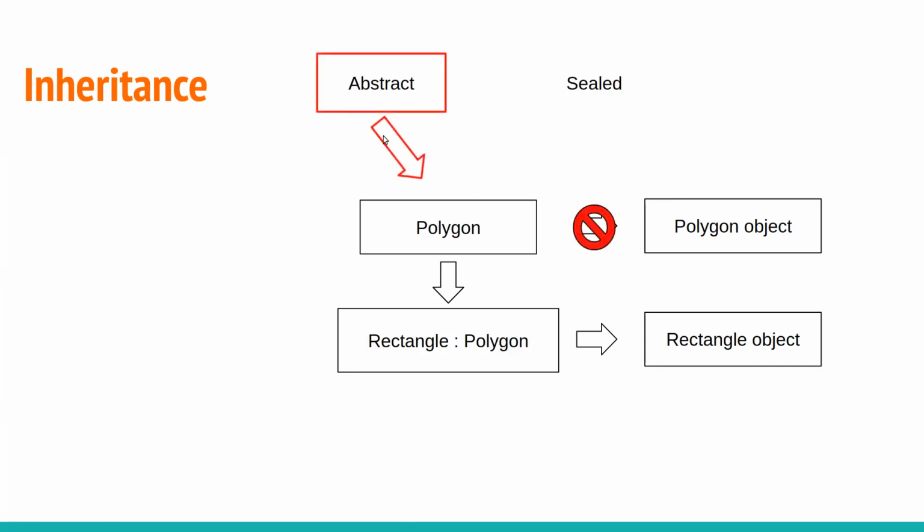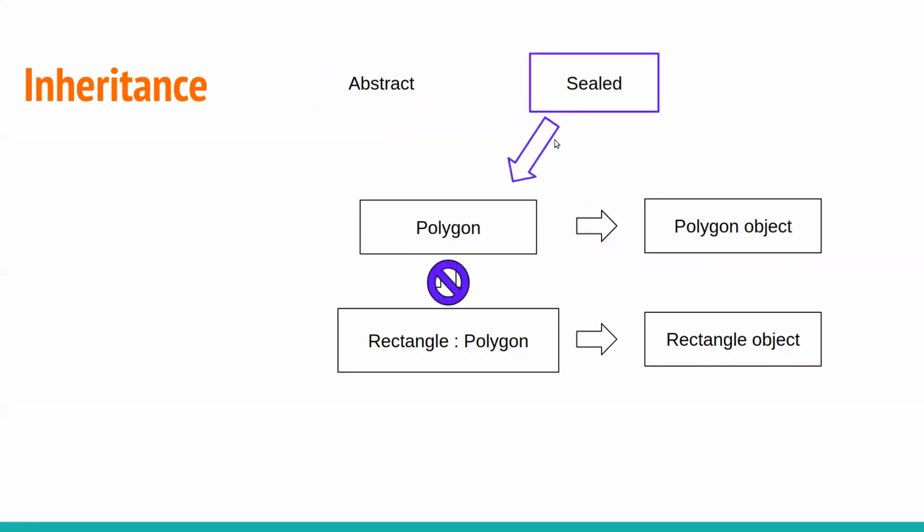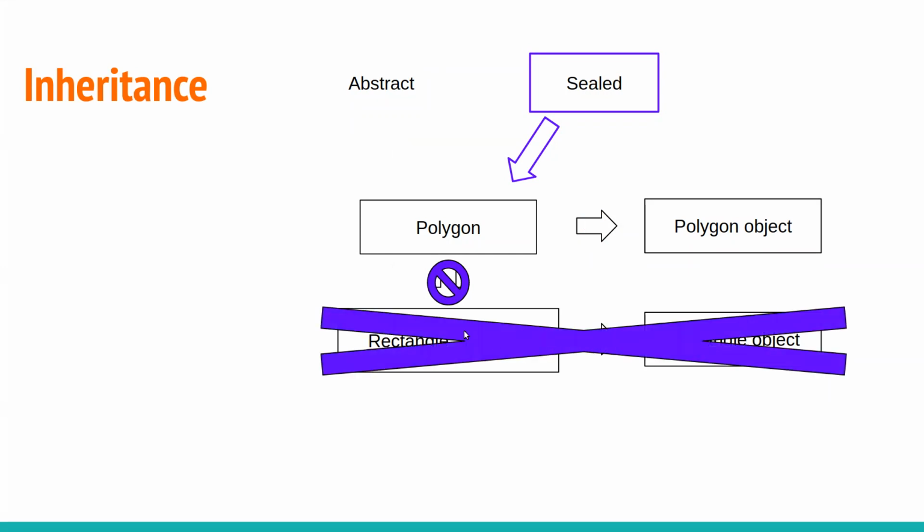If we apply the word abstract to the class polygon, that means we can still inherit, but we will not be able to create objects of type polygon. So that's all abstract does. If we apply the word sealed to polygon, then we would not be able to create a derived class that inherits from polygon, which effectively makes that impossible. Okay. So hopefully that refreshes your memory a little bit.